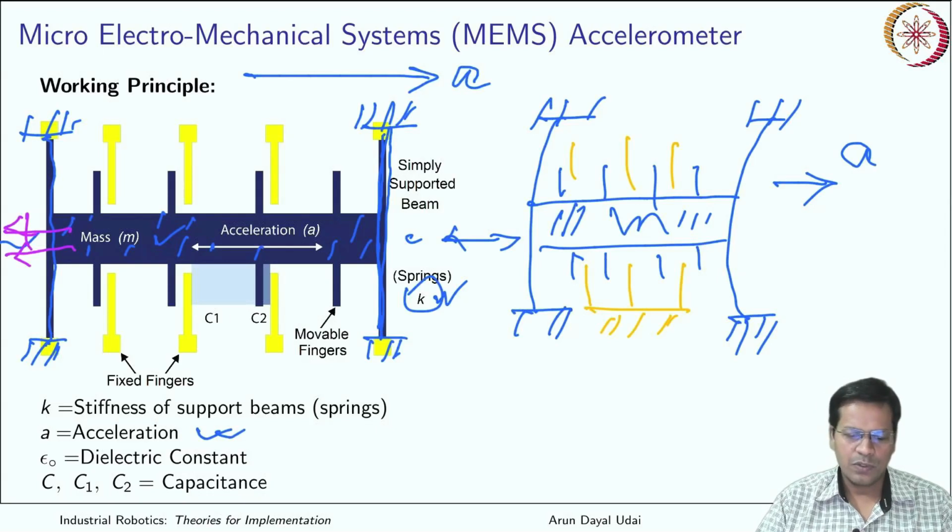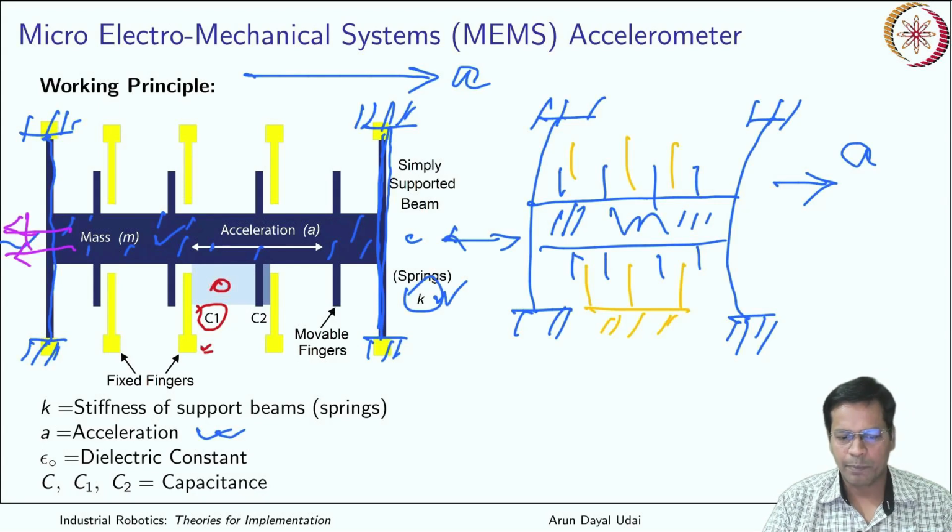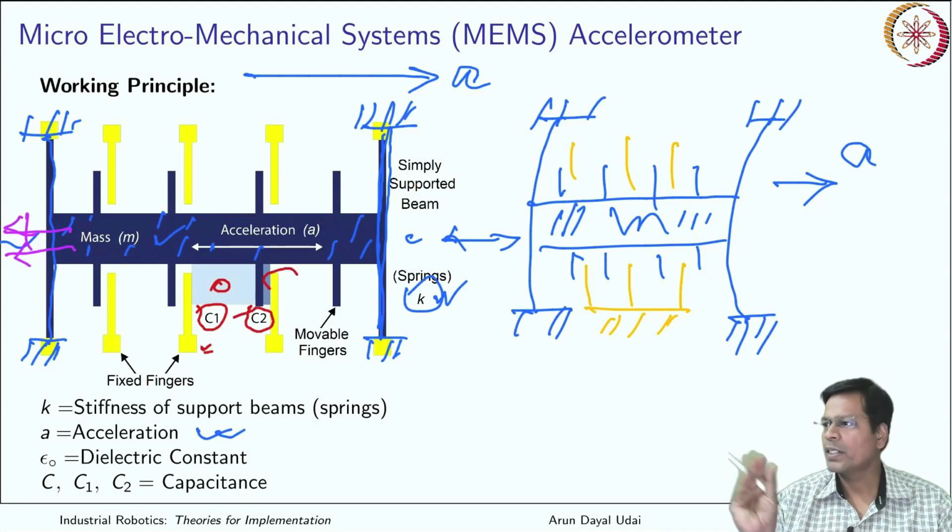Okay, so now how it is constructed, you see carefully now. You have two capacitors which are made out of it. One of them is here, that is between the yellow ones, these fixed fingers, and the moving finger. So this is the space which is behaving like a capacitor. You have yet another capacitor which is hanging here, that is C2. So this space is also for the capacitor.